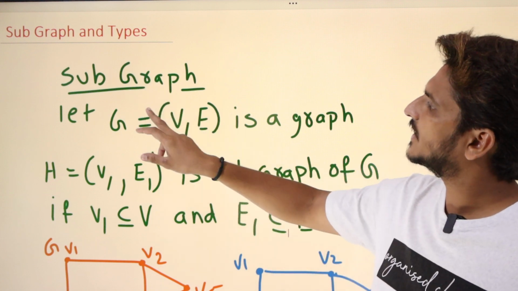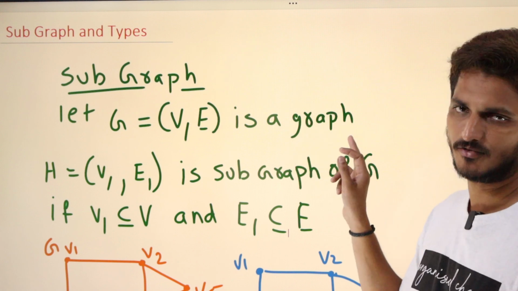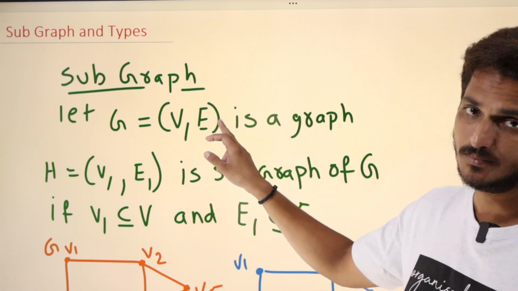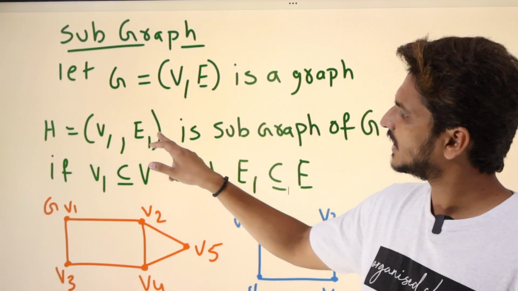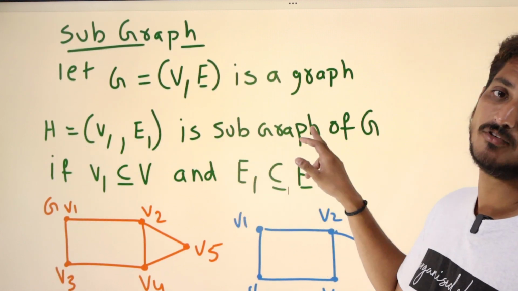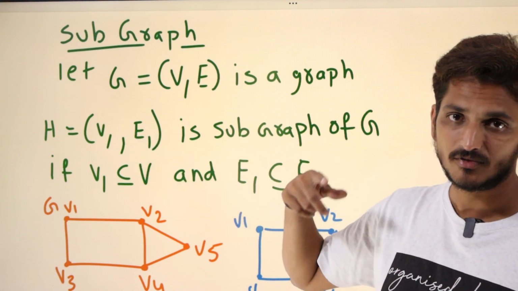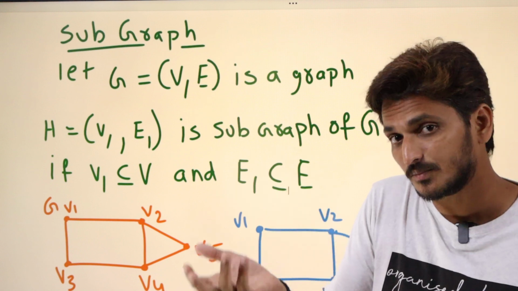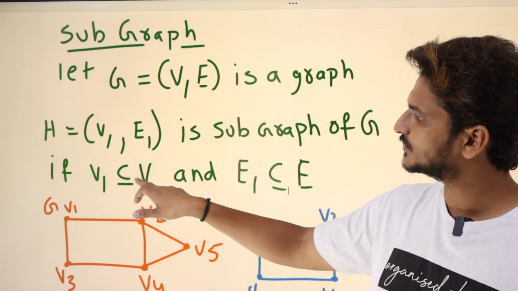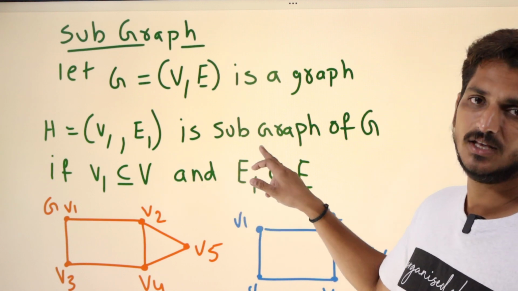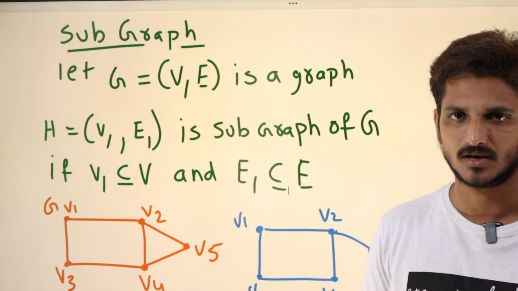So let's take a graph. Let G = (V, E) be a graph. V means the set of vertices, E means the set of edges. Then H = (V1, E1) is a subgraph of G. We say it is a subgraph of G if it satisfies the condition V1 is a subset of V and E1 is a subset of E.